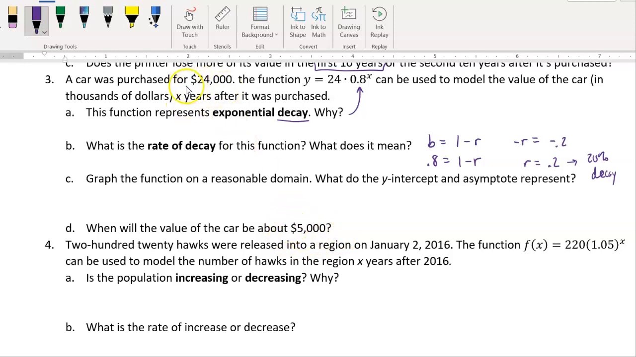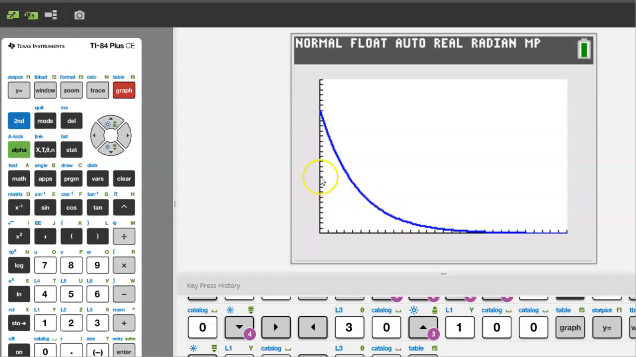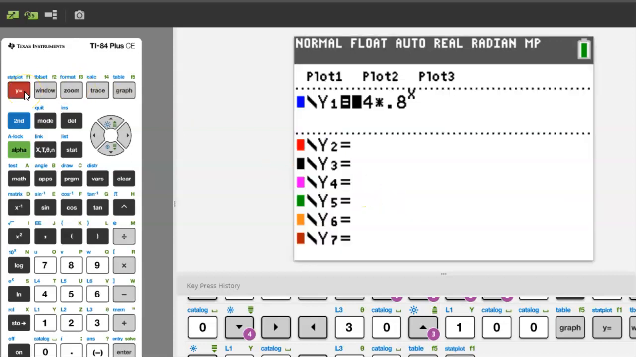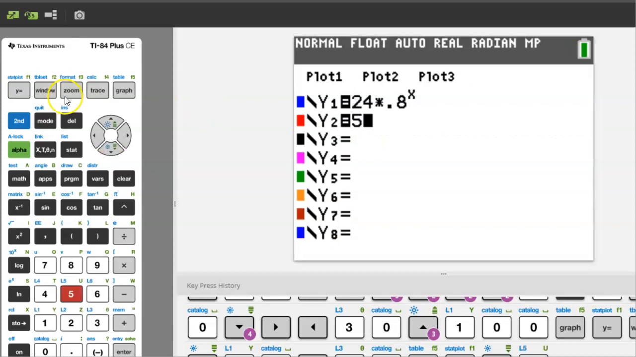Now we got to remember though that the y-axis, this 24, is referring to a car that was purchased for $24,000. So the y-axis is in terms of thousands. So we want to look to see for what value of x would the y value be 5, and that would represent $5,000. So it's going to be hard to look at our graph and just get that. So let's go back to where it says y equals here, and let's put in a new equation. So we're going to put in a horizontal line for when y equals 5.